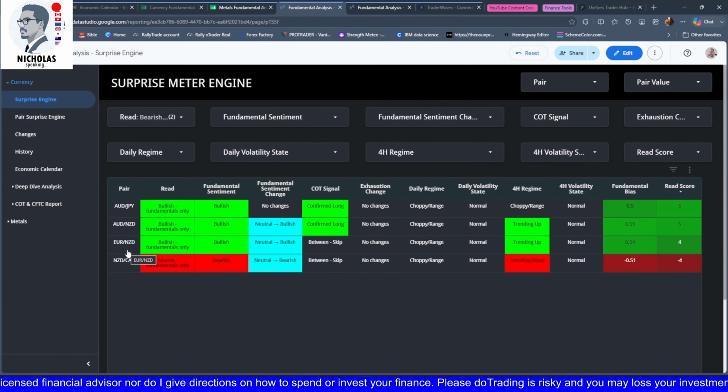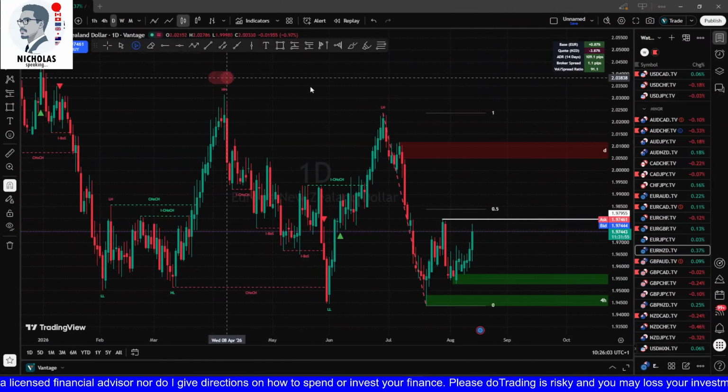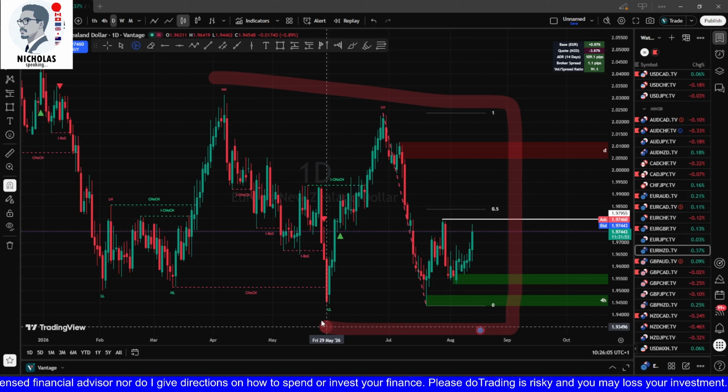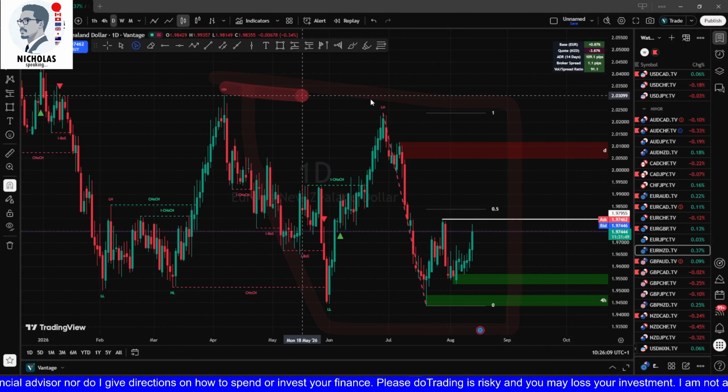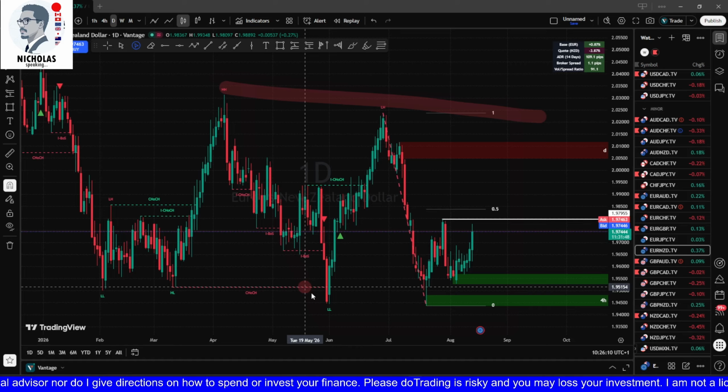The next currency we have here is the euro against the New Zealand dollar. Mind you, it is only fundamentally bullish, and it's the same situation with the New Zealand dollar. However, the Australian dollar, New Zealand dollar is longed by the COT leverage traders. Unlike that one, this one is not longed or supported by their move. The current leg is all of this. Everything here is a current leg. Why is that so? Price has not broken above this high, nor has it broken below this low.